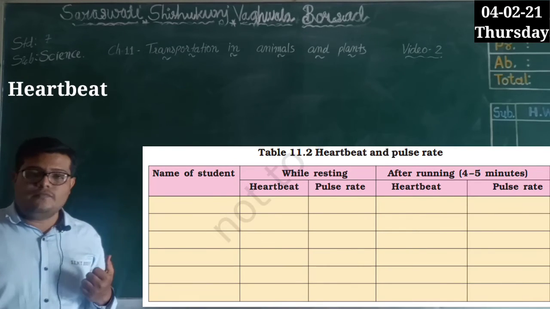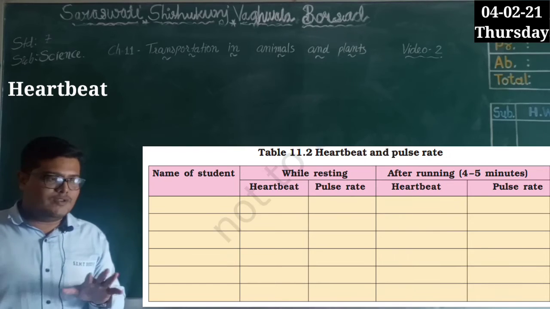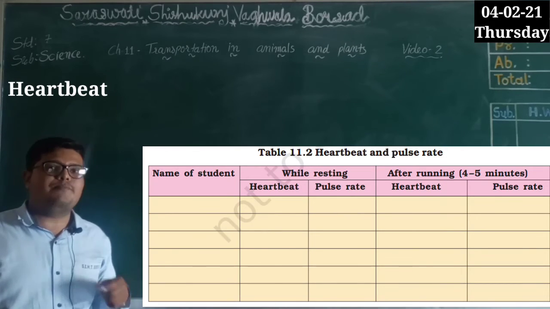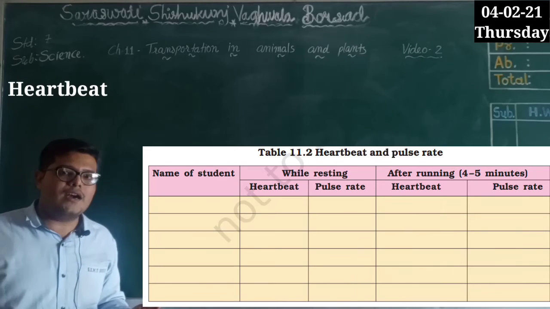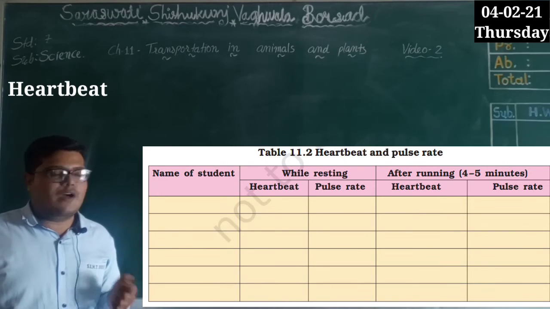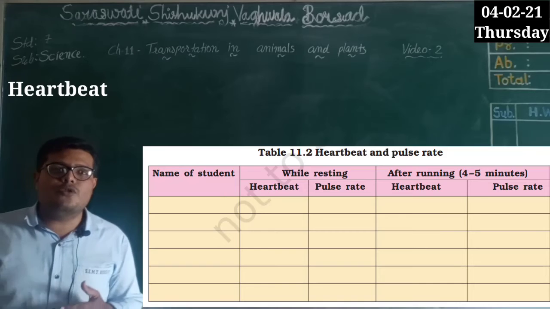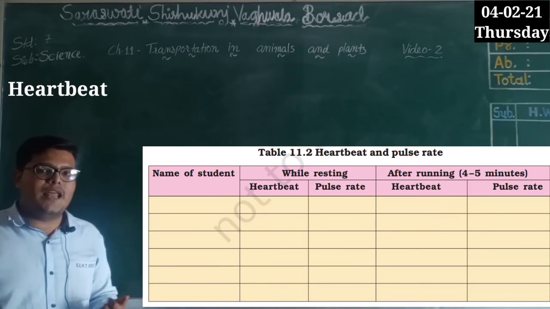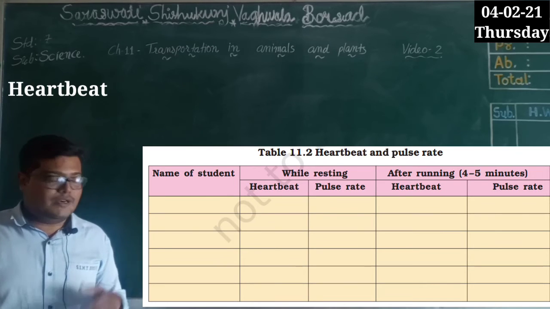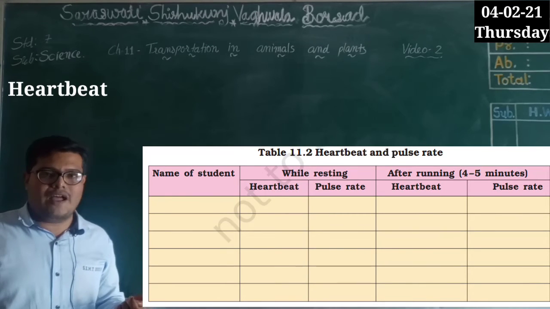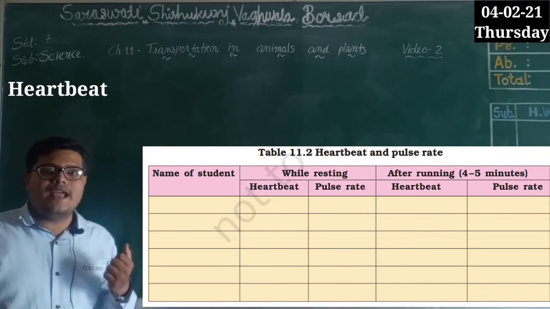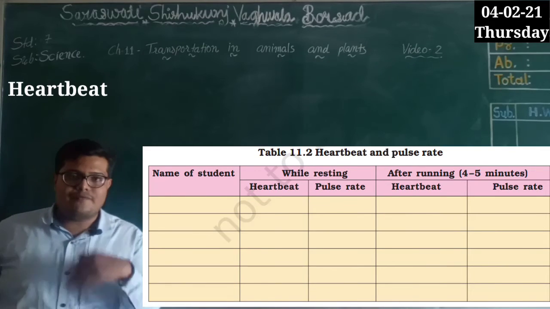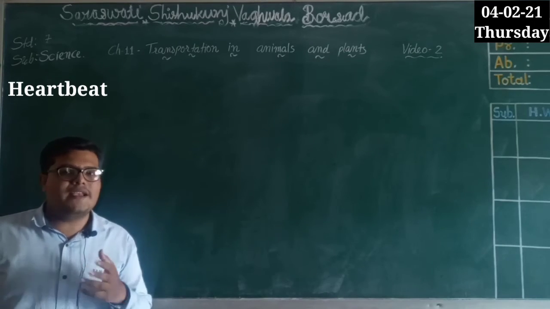First, when you are at rest, sitting normally, note down your heartbeat and pulse rate as well as your friend's heartbeat and pulse rate. Then one of you will run for 4 to 5 minutes, and after that measure heartbeat as well as pulse rate. Then the other also runs for 4 to 5 minutes, and again you write the heartbeat and pulse rate in the table. Now see what the difference is after running. Try to analyze why it happens.